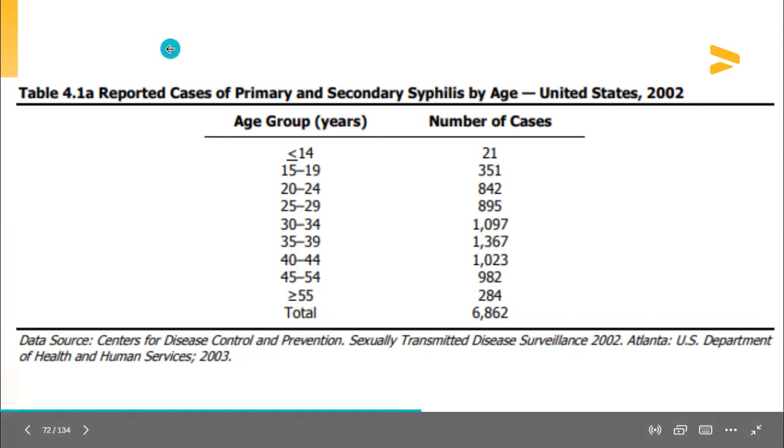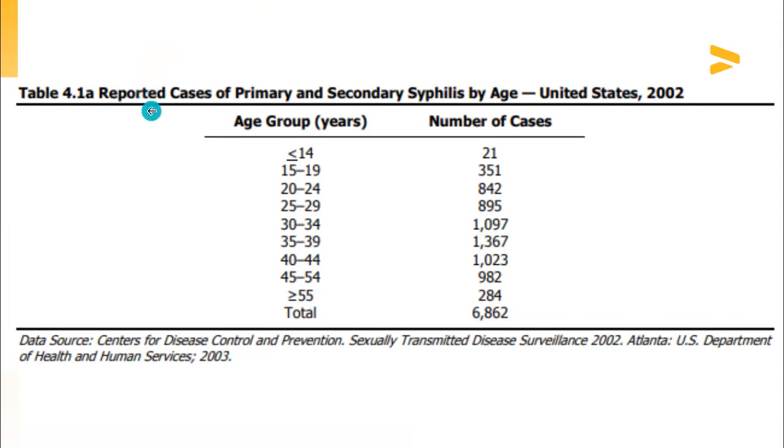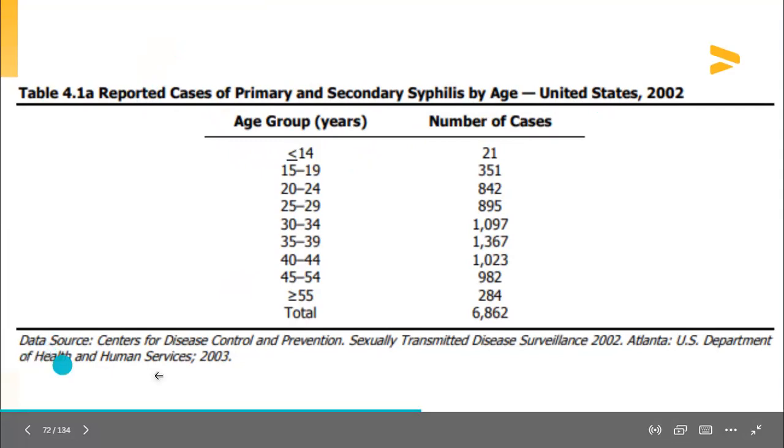The table here is titled Reported Cases of Primary and Secondary Syphilis by Age in the United States in 2000. Now we have columns here. The first column is represented by the age group in years, whereas the second column is represented by the number of cases of primary and secondary syphilis per age group. And then below, you see the footnotes, the source from which this table was lifted.